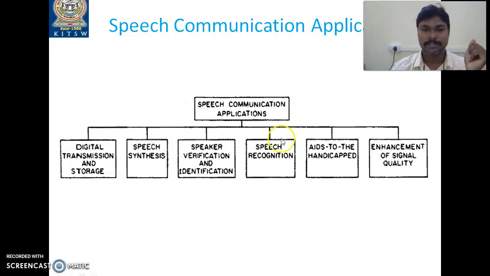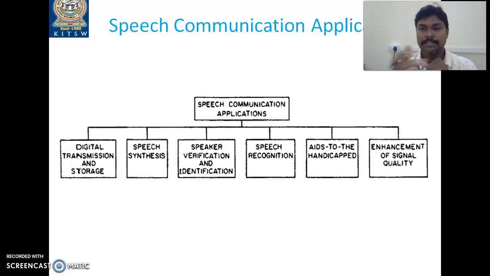And coming to speech synthesis, it is also another kind of application we can see. Speaker verification and identification we can also see. Speaker verification is nothing but identifying who is speaking. And speech recognition: what is the speech given by the speaker? That is the speech to text, which we can call speech recognition. And then aids to the handicapped. For handicapped people, also deaf people, we are going to be using one machine, and in that machine we will be designing one model, so that it can help the people who are handicapped.